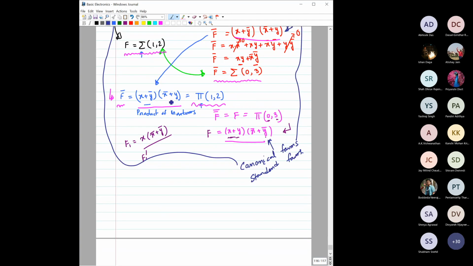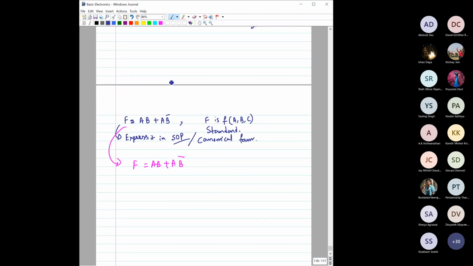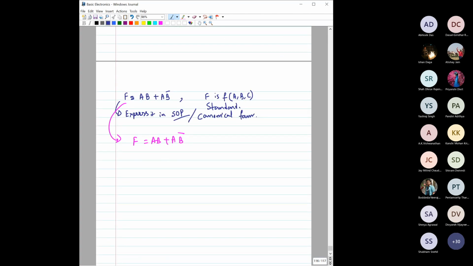The question mentioned express it in the canonical form, but it is already in the canonical form, right? It is not the canonical form, because in canonical form, for this there are only two variables, A and B. C is missing, right? Do you understand? So all three variables have to be there, then it is the canonical form.